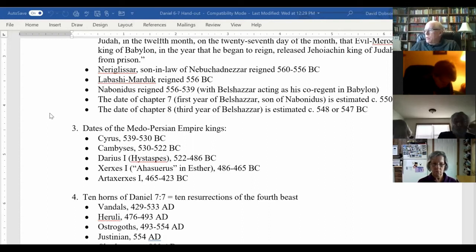So in chapter 6, again, I want to skim some of this. Verse 1, Darius, and so this dates it as around 539, because Babylon fell October 539 BC. It seems that everybody agrees with that date. And so this would be probably right at the beginning of his reign.